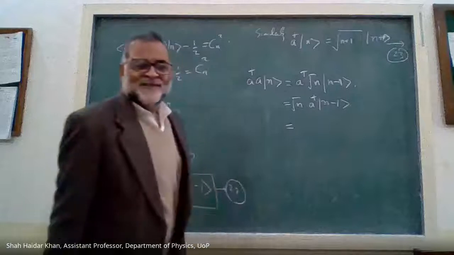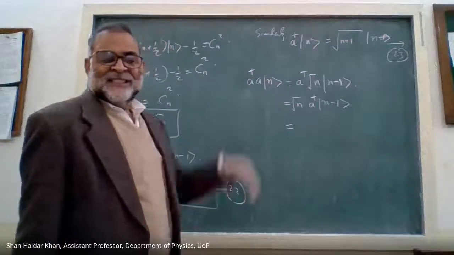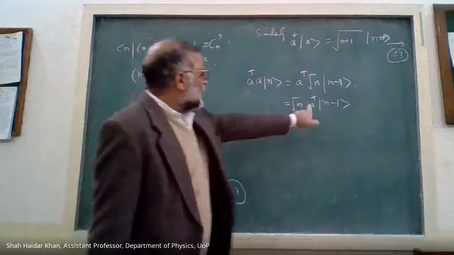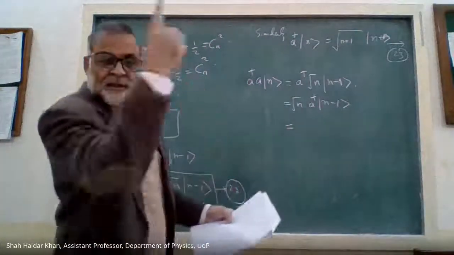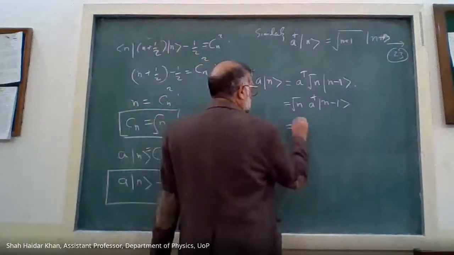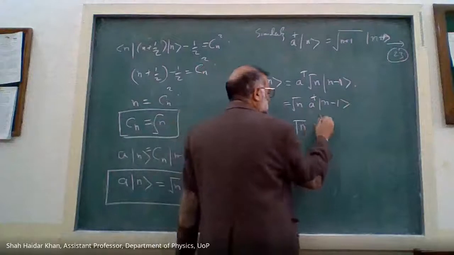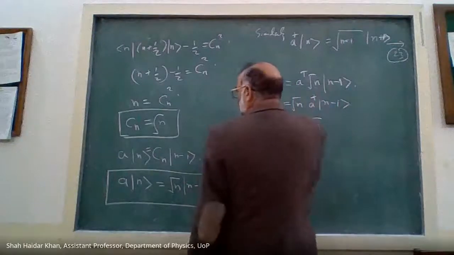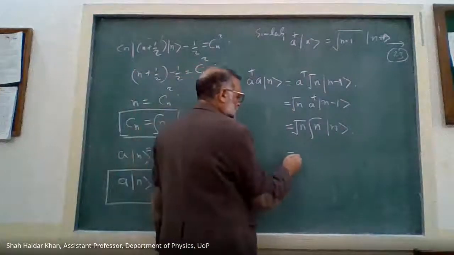Now we know this, right? A Dagger is a raising operator. It raises this state, it gives you a new state with a higher energy. So when a Dagger acts on this, it will give us a new state, and that state will be one digit higher, which will be n. And then the eigenvalue will be the same, n. So this is equal to n.